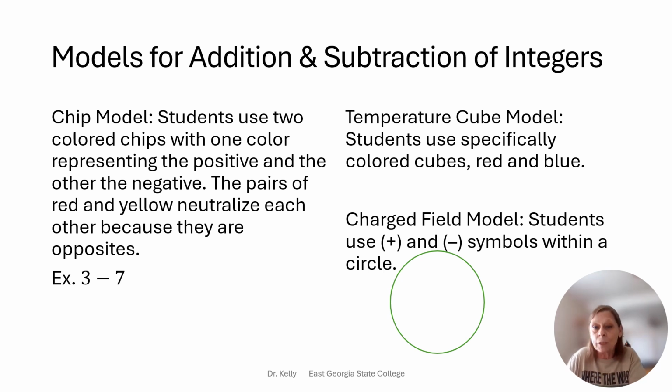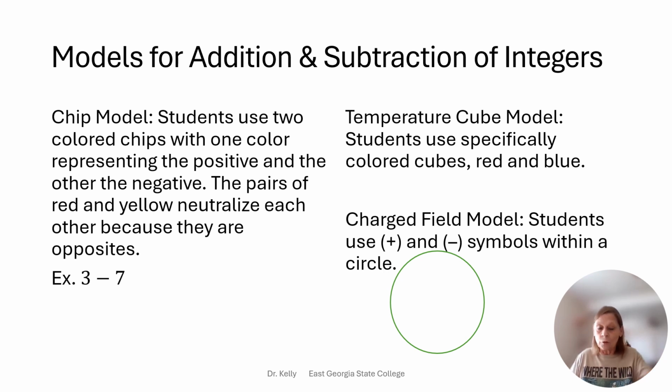Now, the chip model is when a student uses 2 colored chips, one color of chip to signify positive numbers and one color of chip to signify negative numbers. In fact, a lot of elementary schools have these 2-sided chips where one side's yellow and the other side's red, and that's what most students use. But this could be done with almost anything that you have plenty of in 2 different colors, right? One student could be using blue and green, another student could be using black and yellow. It could work out that way as well.